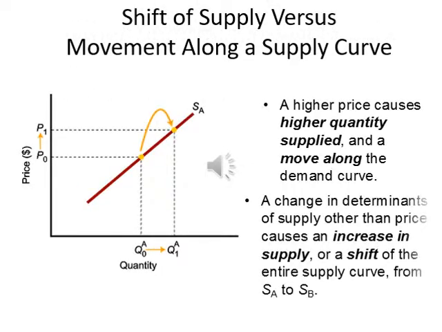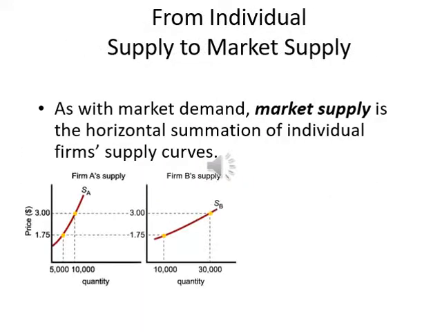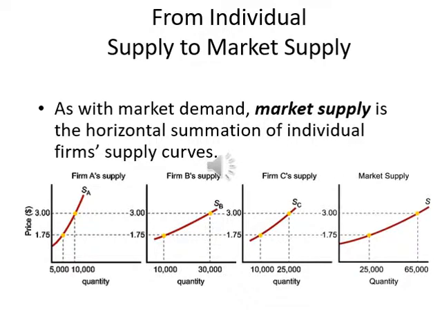A higher price causes higher quantity supplied, and a move along the supply curve. A change in determinants of supply other than price causes an increase in supply, or a shift of the entire supply curve, from SA to SB. As with market demand, market supply is the horizontal summation of individual firms' supply curves.